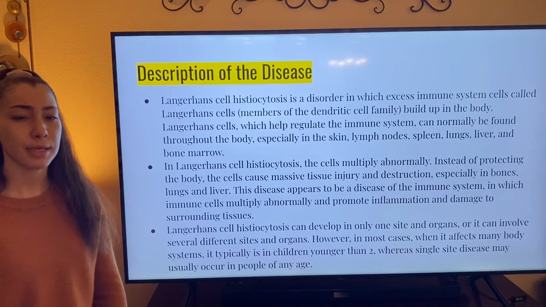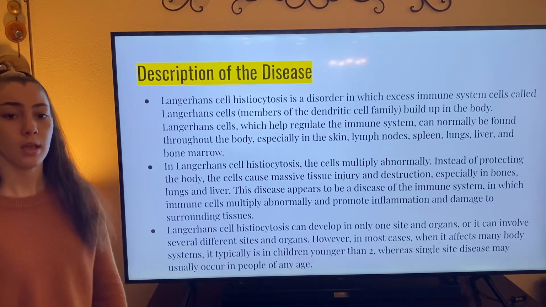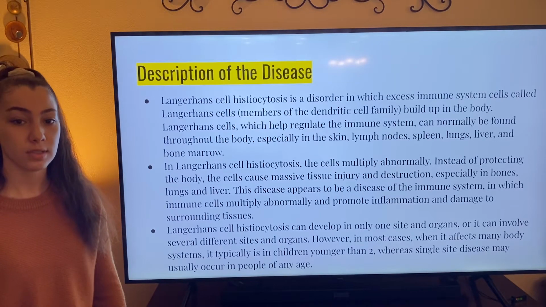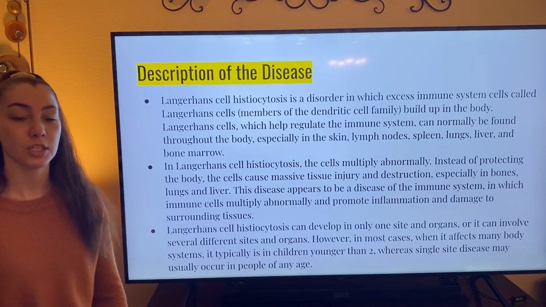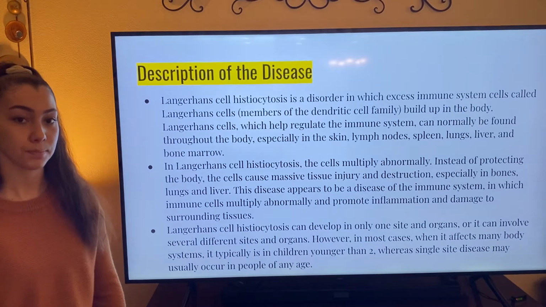This disease appears to be a disease of the immune system in which immune cells multiply abnormally and promote inflammation and damage to surrounding tissues. Langerhans cell histiocytosis can develop in only one site in organs, or it can involve several different sites and organs. However, in most cases, when it affects many body systems, it's typically in children younger than 2 years of age, whereas single site disease may usually occur in people of any age.